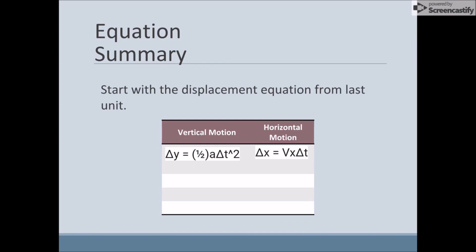Lastly, please take a look at this equation summary. If we start with the original displacement equation from the last unit, delta x equals v delta t plus 1/2 a delta t squared, and adapt it to the situations as we know them from our problems, we can see that most often our vertical motion is reduced to delta y is equal to 1/2 a delta t squared, and our horizontal motion is delta x equals Vx, or velocity in the x direction, multiplied by time.